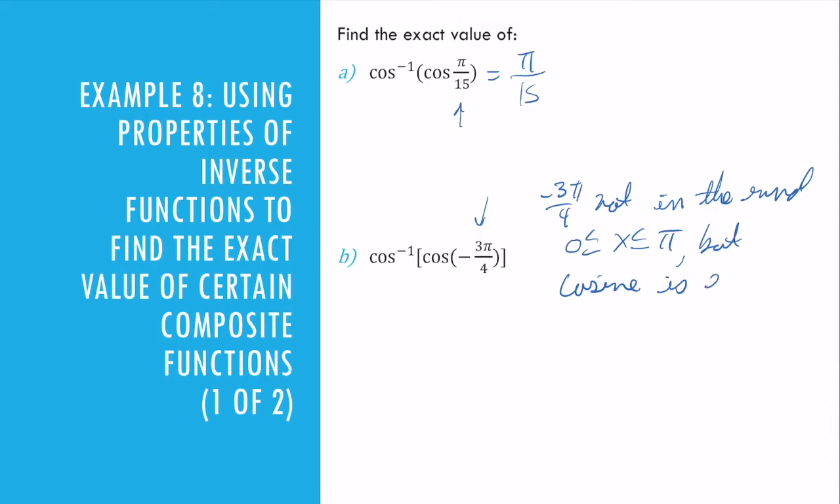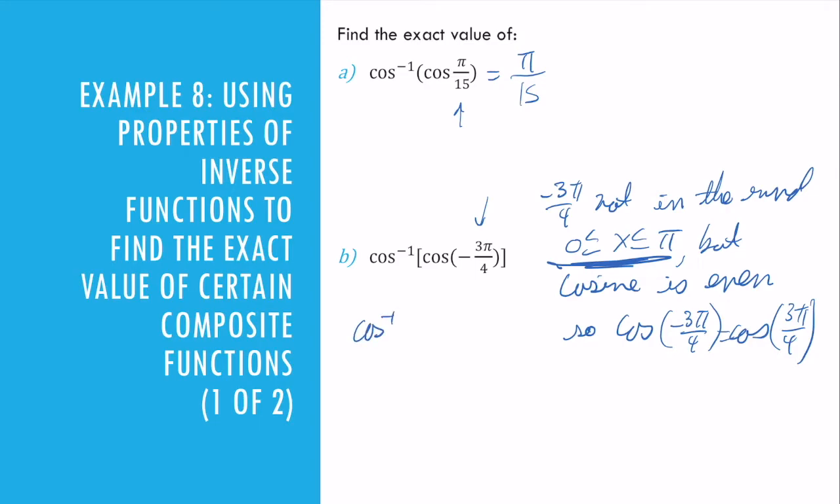But cosine is an even function. So cosine of negative 3 pi over 4 is the same as cosine of 3 pi over 4, which is in our interval from 0 to pi. So now I have inverse cosine of cosine of a positive 3 pi over 4. That's just going to give me 3 pi over 4 as my final answer.